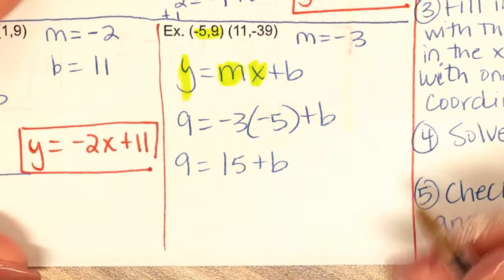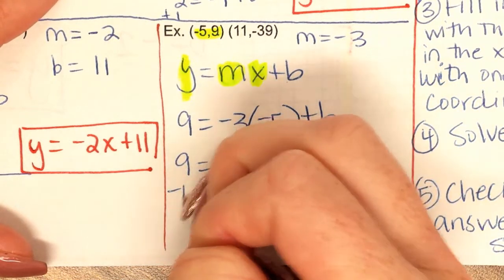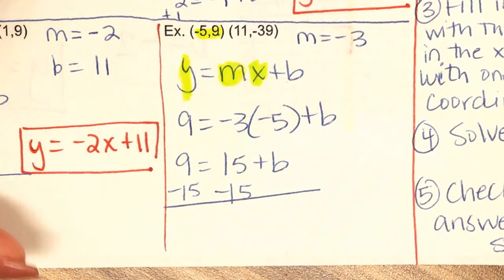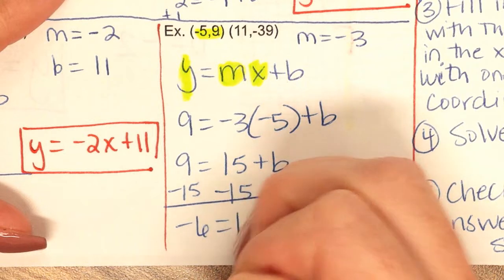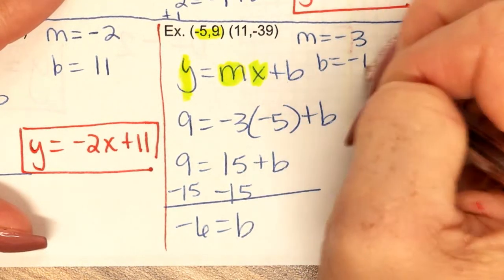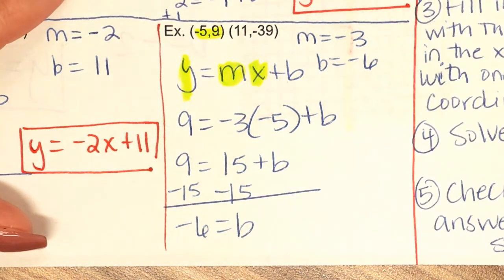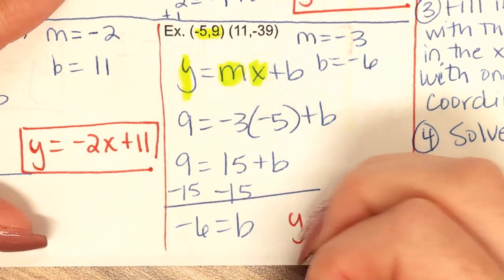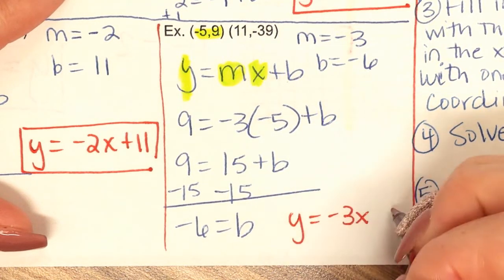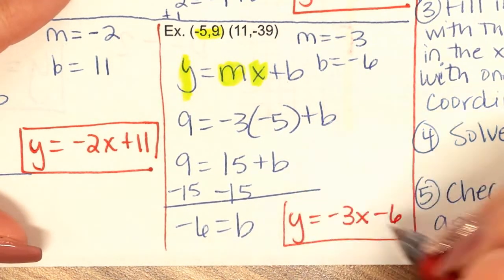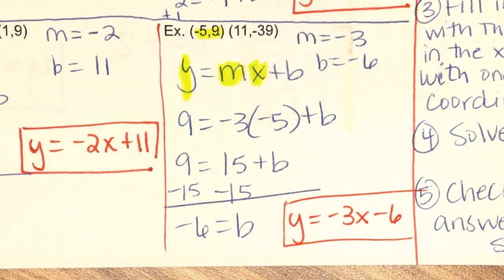How would I get rid of 15? Minus 15. And what is 9 minus 15? So the b value is negative 6, so my equation is y equals negative 3x minus 6, or plus negative 6. Did y'all check it in stat? Does anybody want me to go over stat or do y'all feel like y'all understand how to use it? Does anybody want me to go over it?